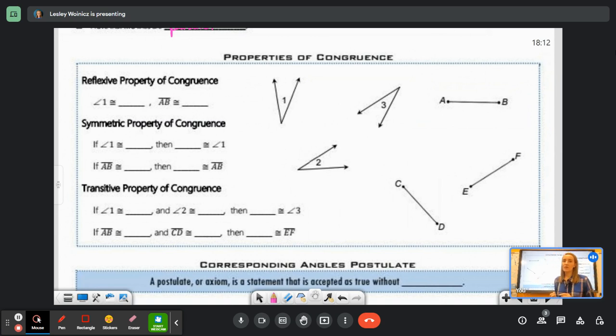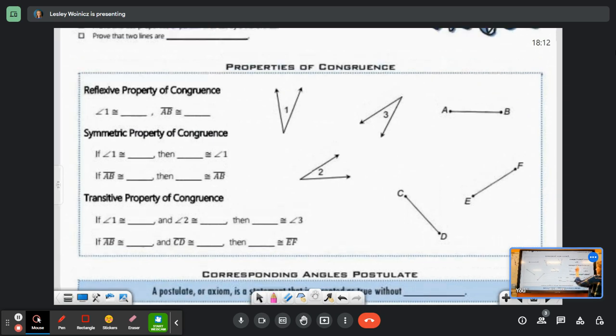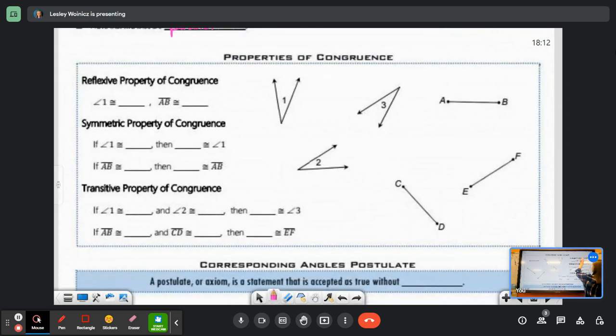The first one is called the reflexive property of congruence. That just means that any figure is congruent to itself. Like I would be congruent to myself. So angle 1 is congruent to angle 1. No surprise there. Okay, if I say segment AB and I want to use the reflexive property of congruence, I can say segment AB is congruent to itself, segment AB.